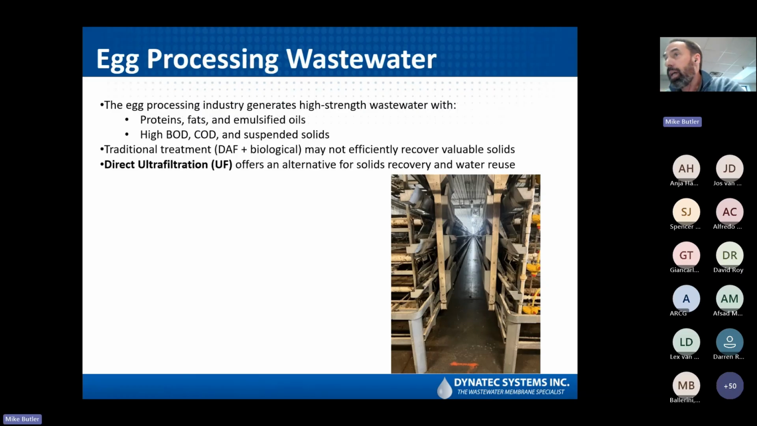In egg processing applications, there's a high amount of solids, in addition to proteins, fats, and emulsified oils. It could be very high BOD, COD, and TSS.